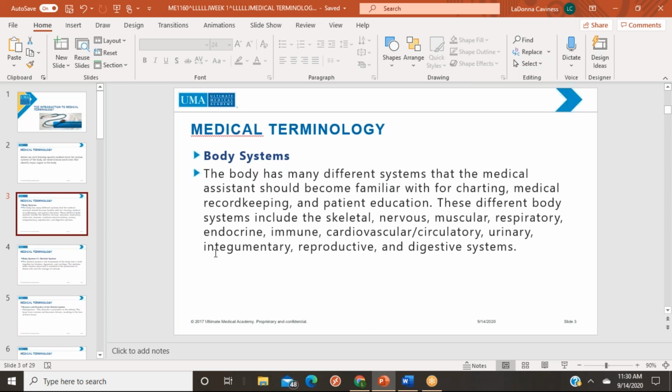These different body systems include the skeletal, the nervous system, the musculoskeletal, respiratory, endocrine, immune system, cardiovascular system, circulatory system, urinary system, integumentary system, reproductive system, and the digestive system. Now let's review some of these systems.